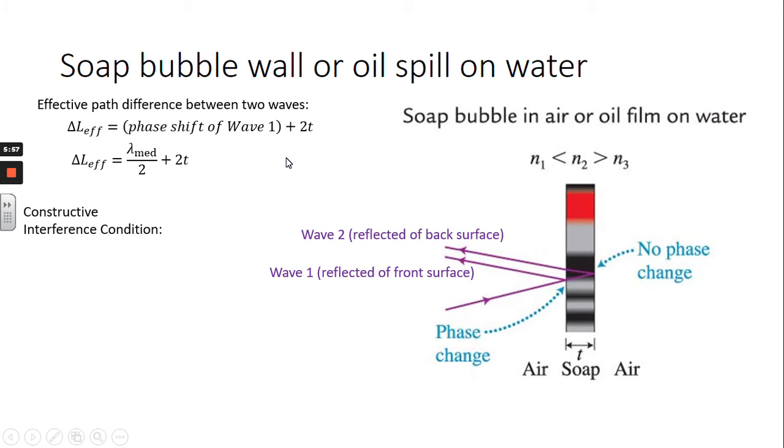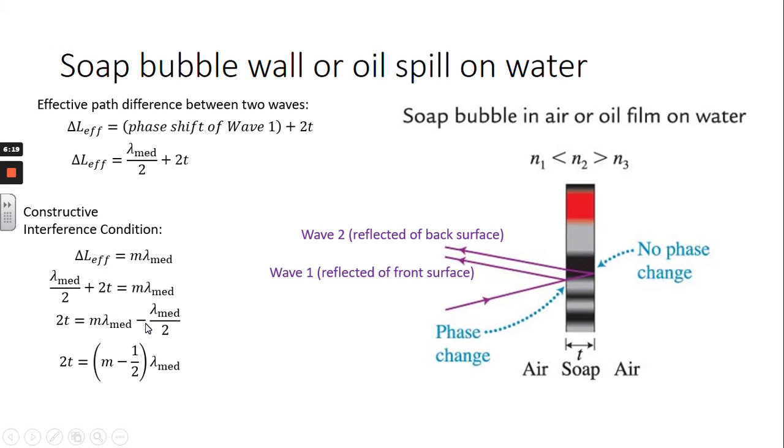So our constructive interference condition is that your effective path length is your order times the wavelength in the medium. The effective path length is half a wavelength plus 2 times the thickness. Subtracting half the wavelength over to the other side of the equation, we get this. And then factoring out the wavelength of the medium, we see that twice the thickness is equal to m minus a half times the wavelength of the medium.